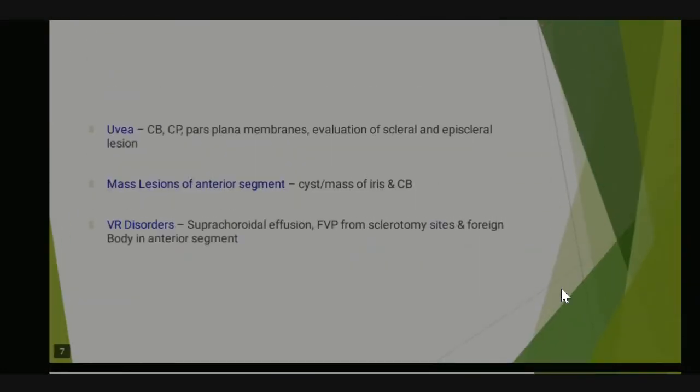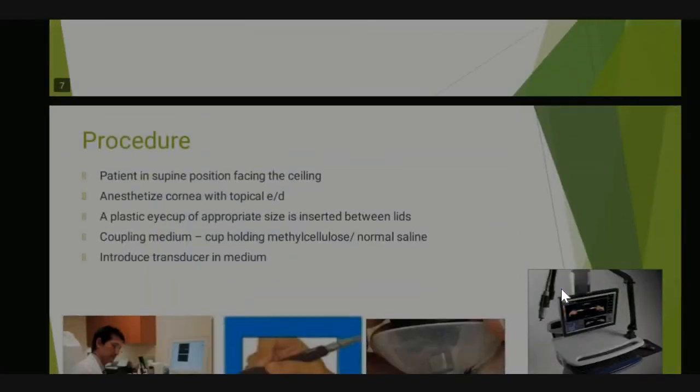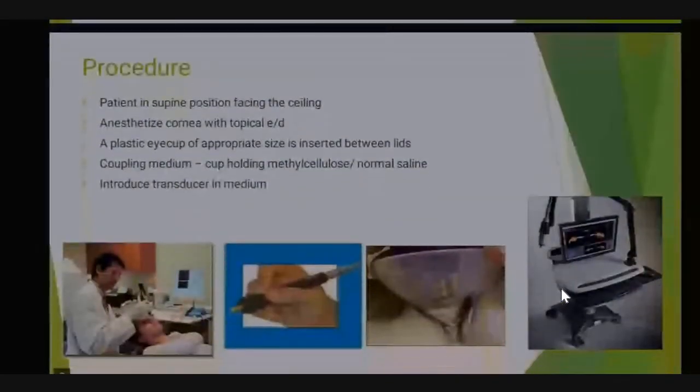So now we have discussed the indications. Now we'll go to the procedure, how UBM is done. The patient is asked to lie down in a supine position, which I have shown in the first image. You can see the image. The patient is asked to lie down in supine position.